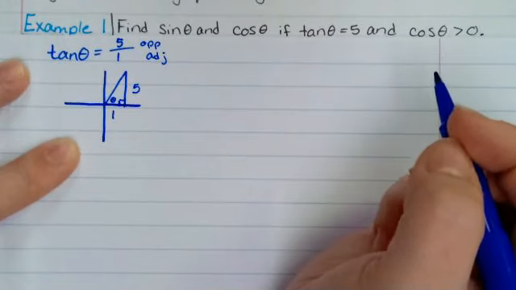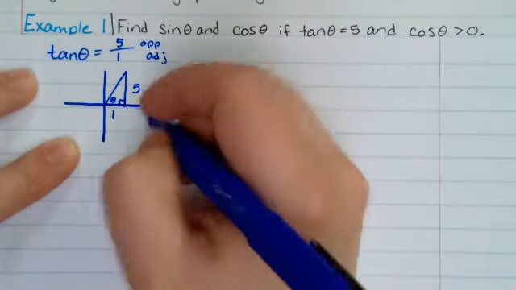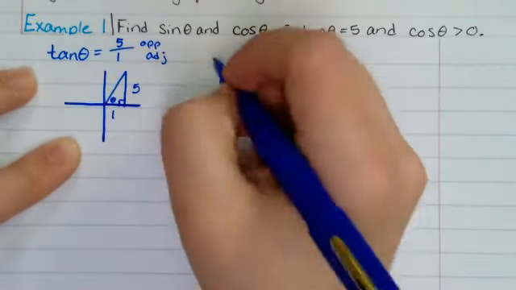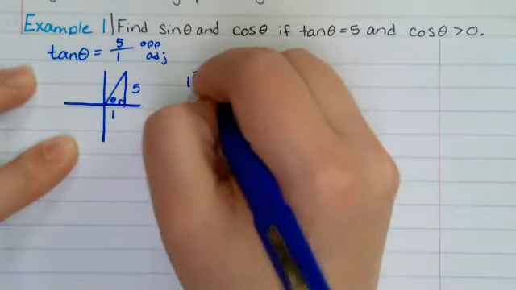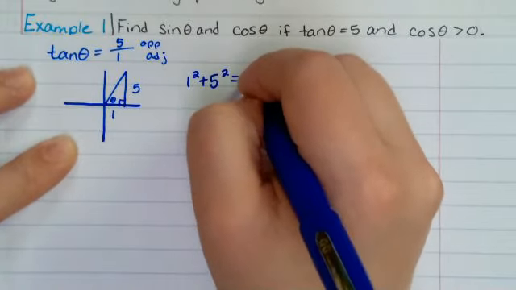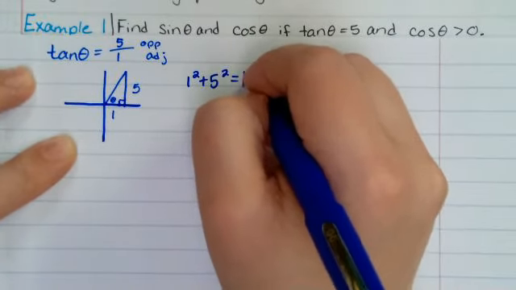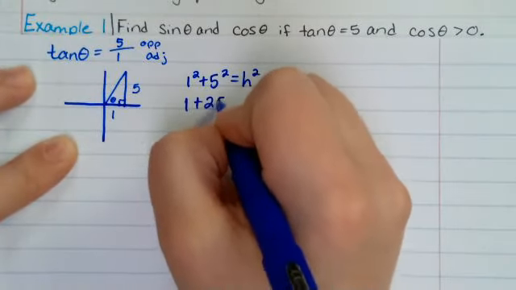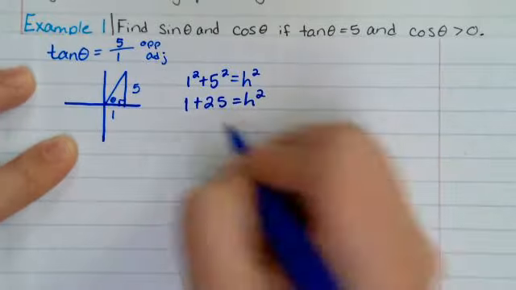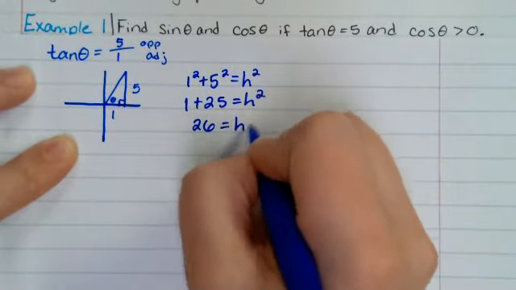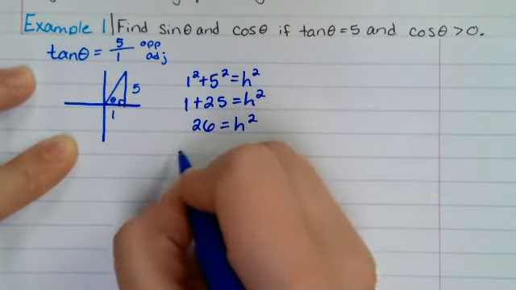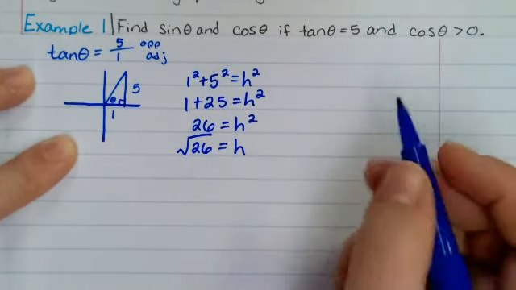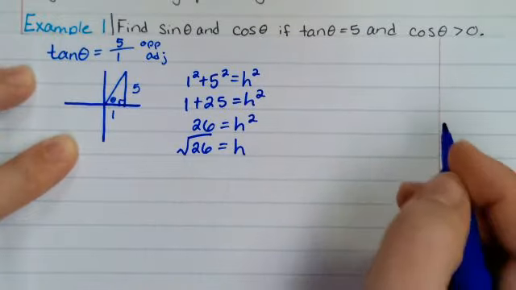And really, just to get the rest of the values, all I need to do is find the hypotenuse, and then I can give the sine and the cosine. So we're going to use the Pythagorean theorem. 1 squared plus 5 squared equals, we'll just call it h squared for hypotenuse. 1 plus 25 equals h squared. 26 equals h squared. Don't forget to square root it, guys. I don't know how many of us forget that step, but the hypotenuse here is the square root of 26.